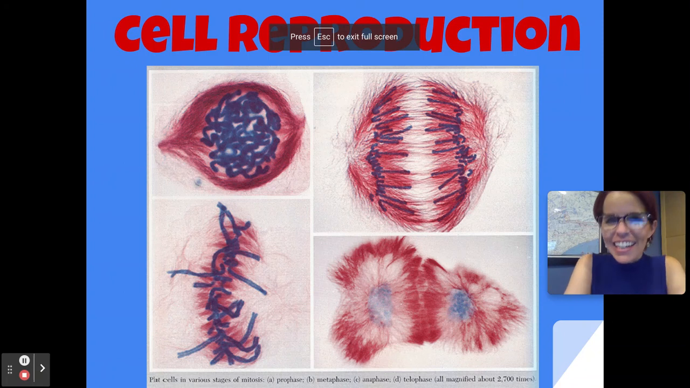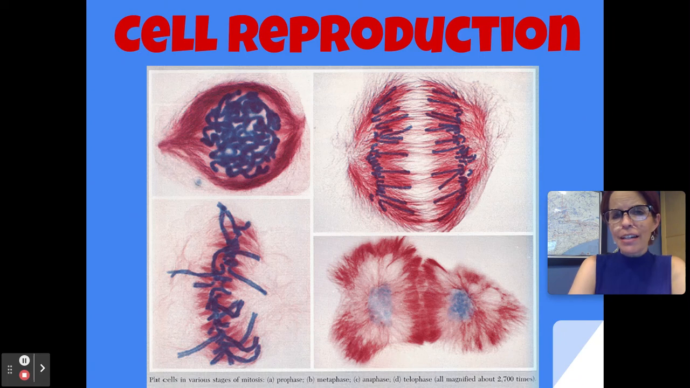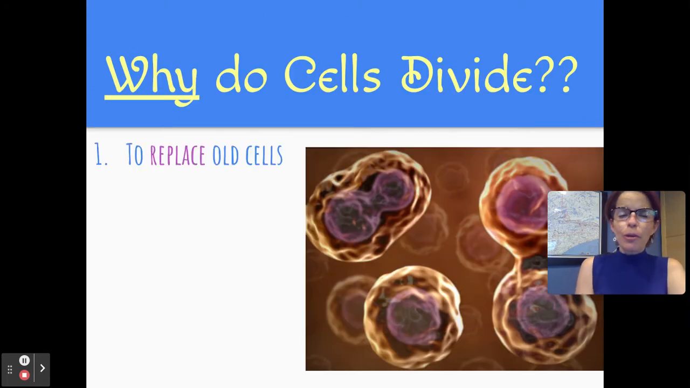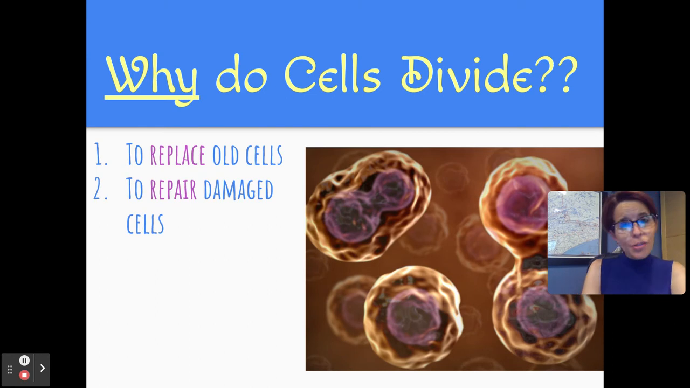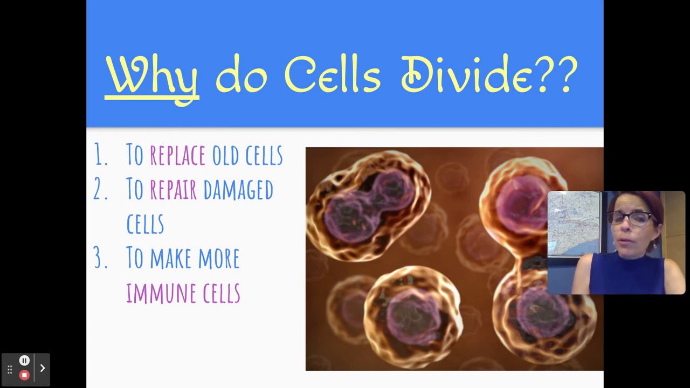All right, hello everybody. We are going to go ahead and get started on our cell division unit, but let's start by talking about cell reproduction and why cells need to divide. So there's four main reasons. Cells need to replace old cells. Sometimes they need to repair damaged cells, and they need to make more immune cells.